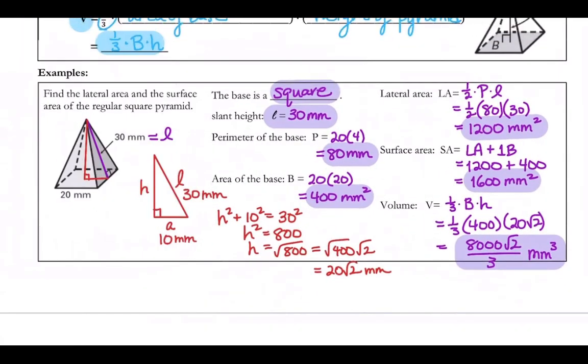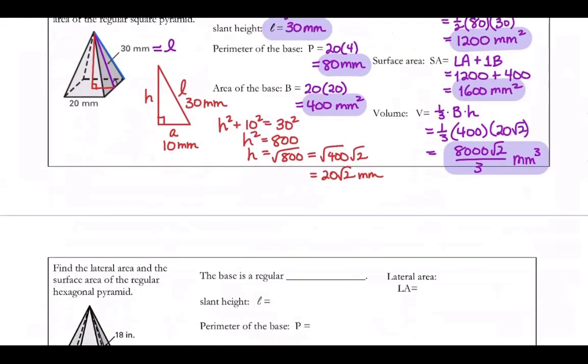Sometimes you'll be given the height, sometimes you'll be given the slant height, sometimes you might actually be given a lateral edge. So sometimes they'll give you this edge over here, and you might have to look for a different right triangle. For example, that one right there, that's on the face of one of the triangular faces of the pyramid.